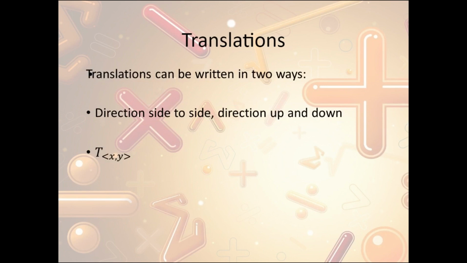So there are two ways that translations can be written. We could write it as a direction, side to side and up and down. So we could say we're going to move to the right 6 units and then down 4 units. Or we could write it this way: T, and then these little carets here, and then x, y. x represents the change in the x, so the side to side movement, and the y represents the y movement, so the up and down movement.